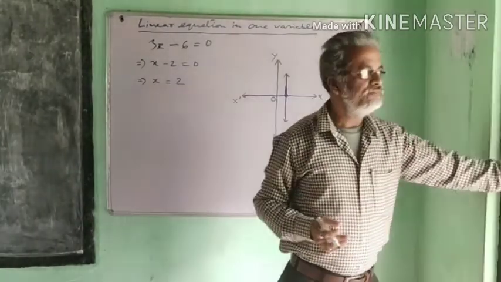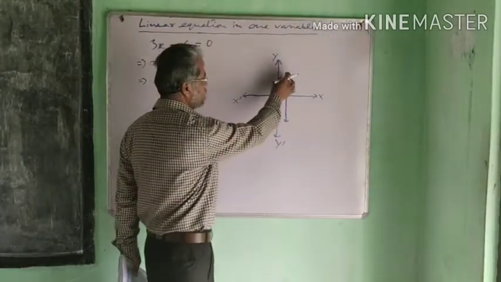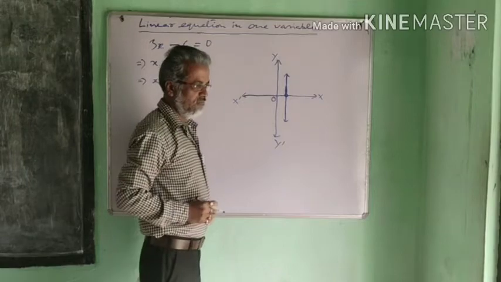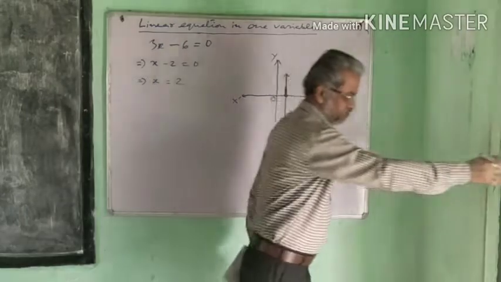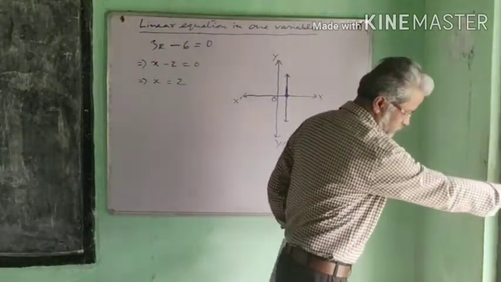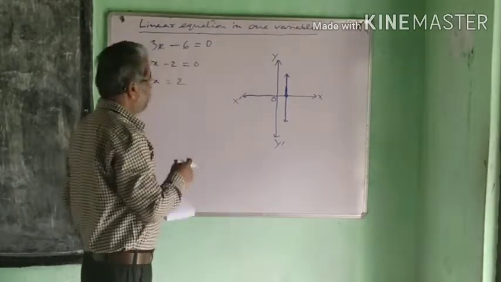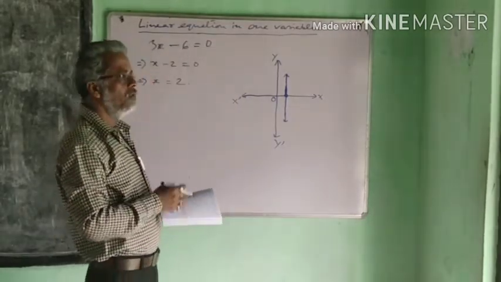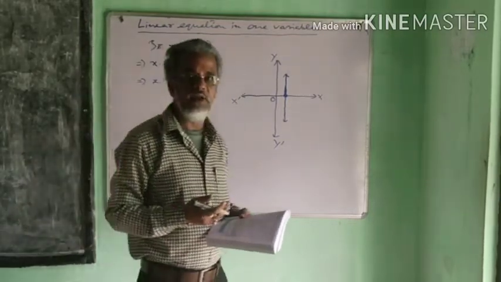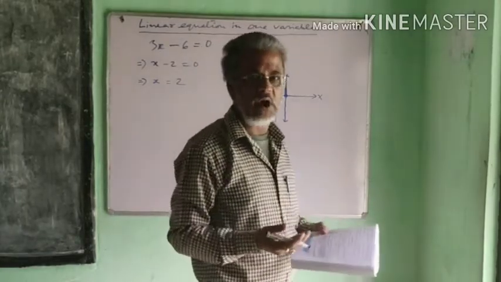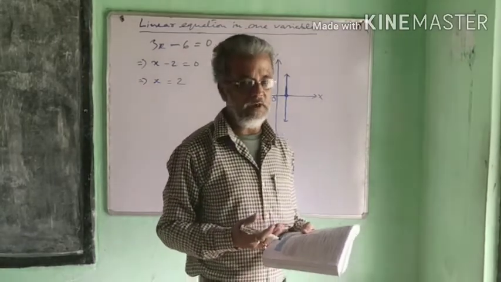That is why it is called a linear equation, because we find a line when we draw a graph. So in this manner we can solve a linear equation in one variable and can draw the graph of that equation also in the form of a line.